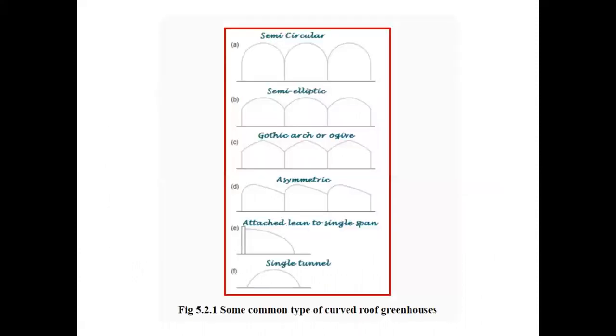Okay, these are the different types of curved roof greenhouses. First is semicircular, this is semi-elliptical, this is gothic or ogive type of greenhouse. Then this is asymmetric, this is attached lean-to single span, and this is single tunnel.